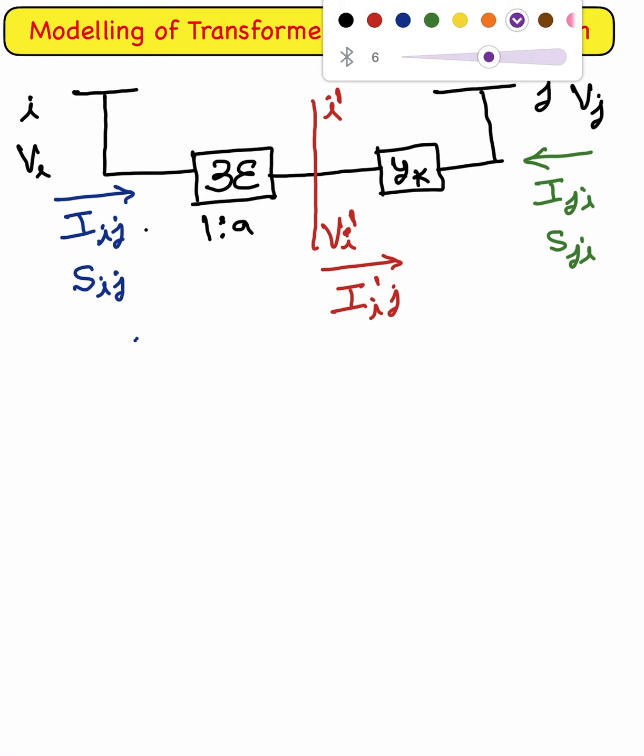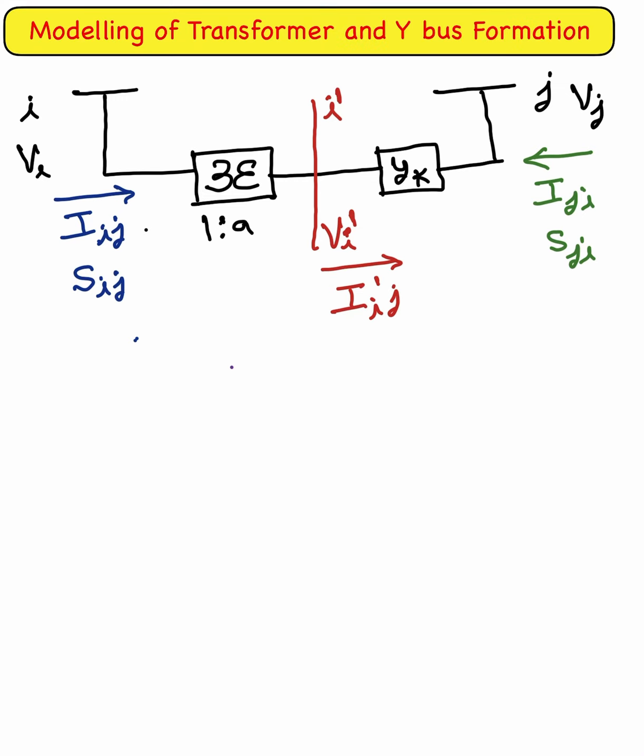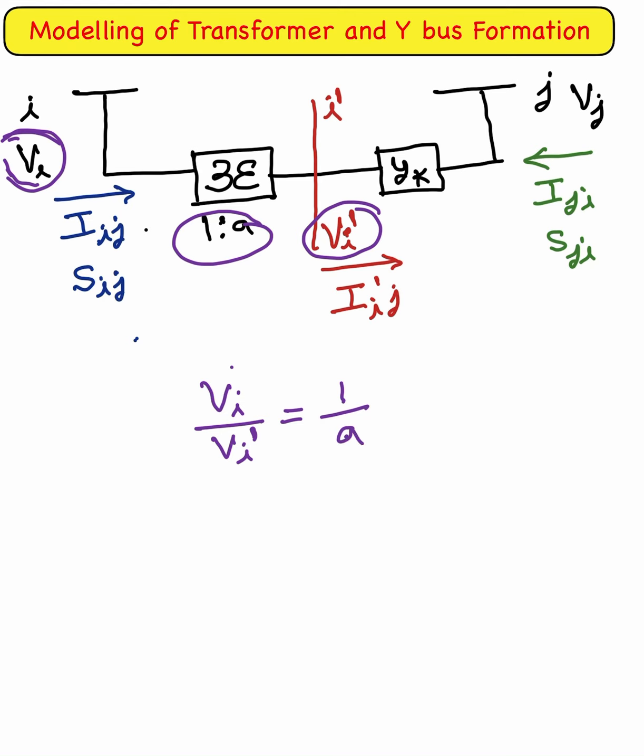Here the voltage is VI and here the voltage is VI dash, so you can write VI upon VI dash is equal to the ratio 1:A, that is 1/A. So VI dash is equal to A into VI. Then you can take the conjugate: VI dash conjugate is equal to A VI conjugate.